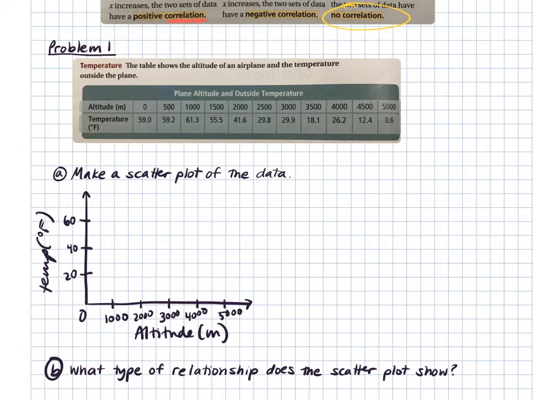So at 0 altitude, we have 59. That's really close to 60. At 500, we're close to 60, 61, 55, 42, 30, 30, 18, 26, 12 here, and then 0.6, close to 0. Okay, that's our scatter plot. Again, that's literally just plotting the points of each one of these as a point on our graph.